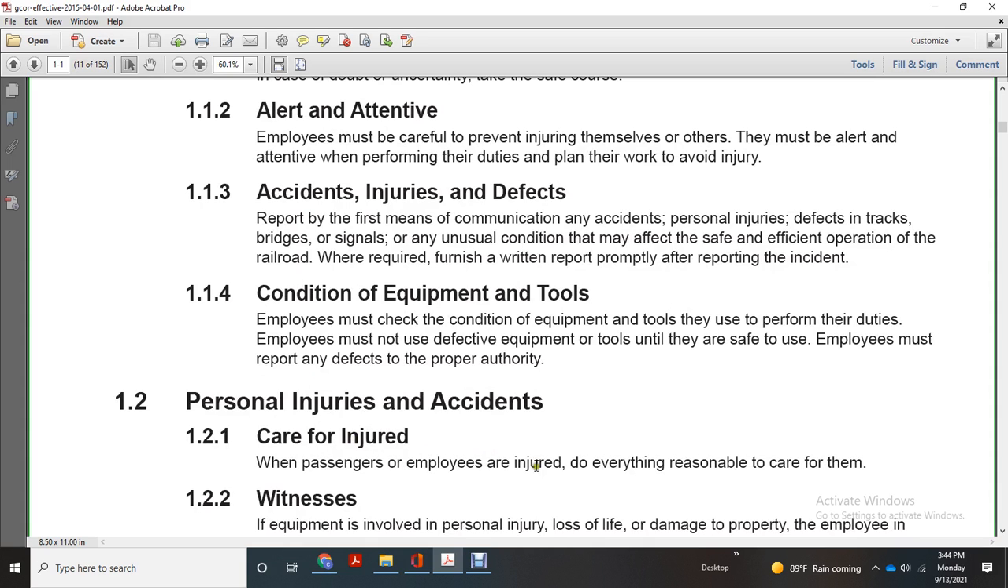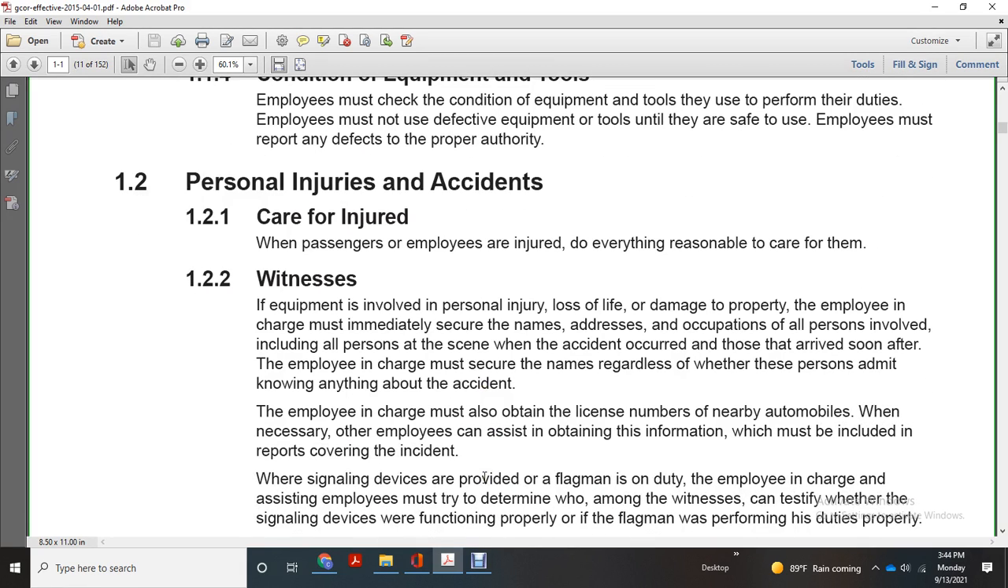Care for injured. When passengers or employees are injured, do everything possible to care for them. Witnesses. If equipment is involved in a personal injury, loss of life, or damage to property, the employee in charge must immediately secure the names of the driver, the occupants, and all persons involved, including persons at the scene of the accident or who arrived soon after.